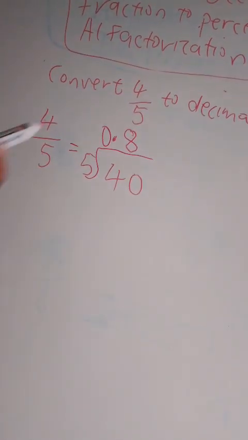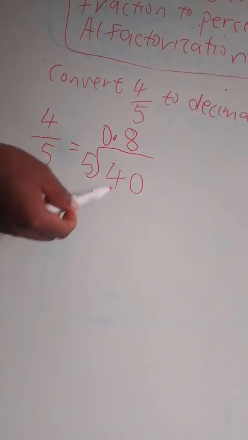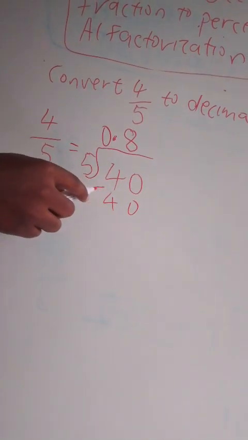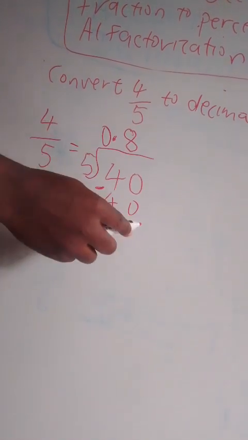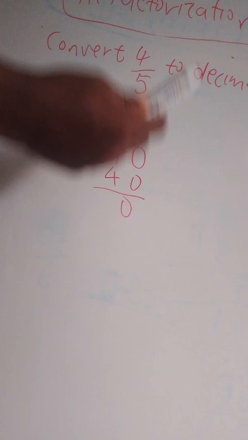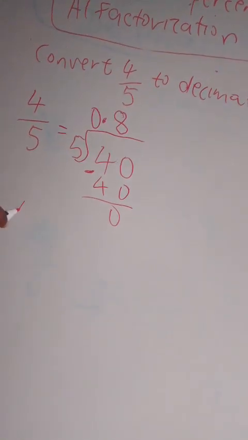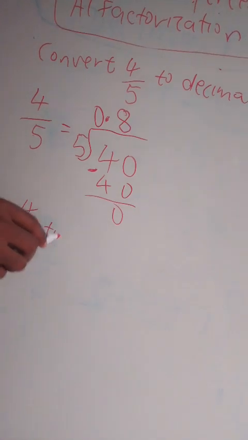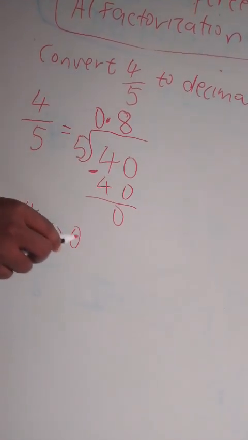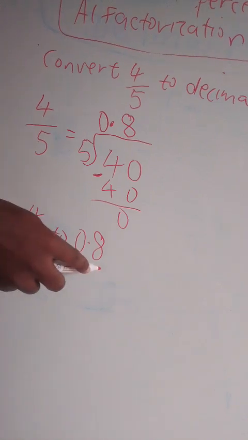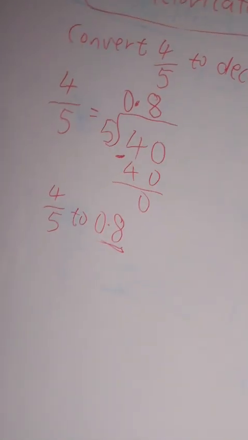And then to balance it, you multiply it back. 8 times 5, you write the same 40 here. So you now minus it. 40 minus 40 will give you 0. And if you look at this number now, we will be able to change 4/5 to what? 0.8, and that's the final answer.